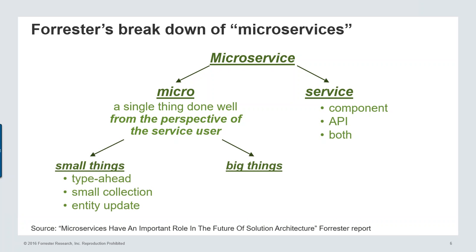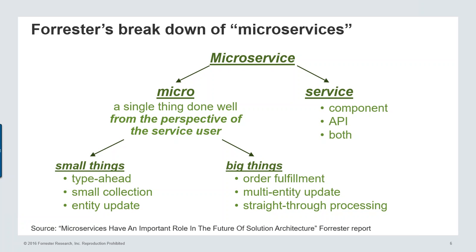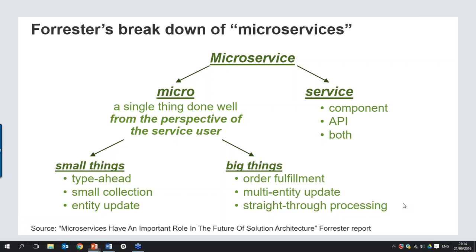Small thing like a type ahead API, which is about as small as you can get. Give me 3 characters, or maybe just 2 characters, and I'll give you a list of 10 things. Great. Or maybe you're managing a small collection or updating a single entity. But it may be a big thing, order fulfillment. My mobile app developers and my web app and my kiosk developers, I want them calling one order submission service so that I can do order fulfillment in a consistent way.